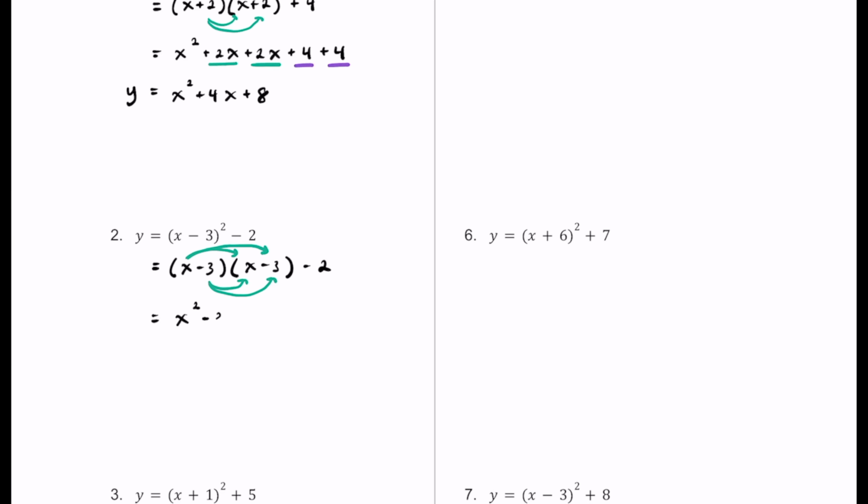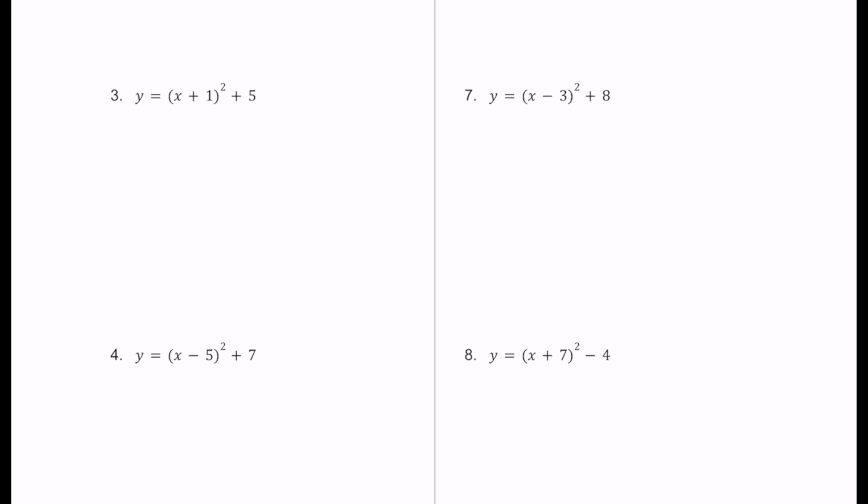We're going to have a minus 3x from the outers and a minus 3x from the inners. And then negative 3 times negative 3 is positive 9, and then we're going to take away 2 at the end. Then we can go ahead and combine this negative 3x and negative 3x, and combine this positive 9 and negative 2. And so if we do that, we're going to get x squared minus 6x, and then plus 7. So that's going to be our equation written in standard form. A is equal to 1, b is equal to negative 6, and c is equal to positive 7.